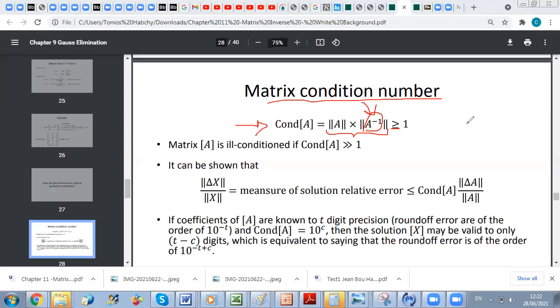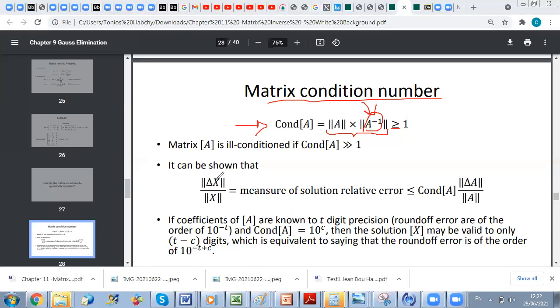In general, it will be higher than 1, and higher is the condition number, higher is the illness of the matrix. Okay, so in this way, you can compare illness of the condition of different matrices by calculating their condition number. And the matrix having the highest condition number will be the highly ill-conditioned one.